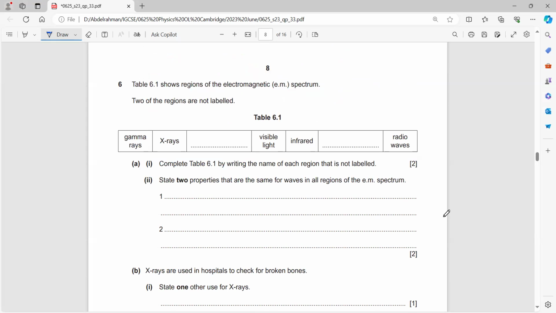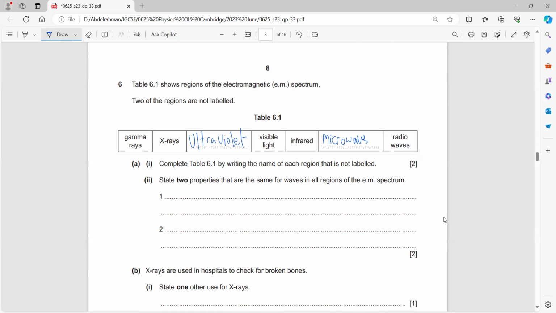Complete each region that is not labeled. Microwaves. Which one is microwaves? The one on the right. Micro. And the other one is ultraviolet.